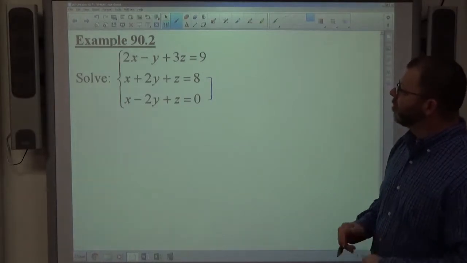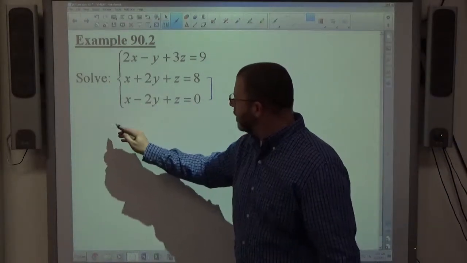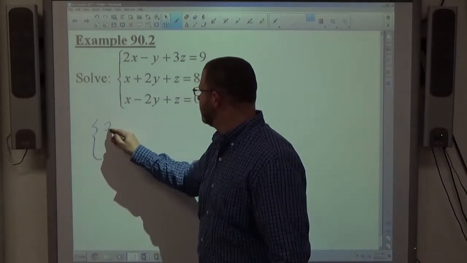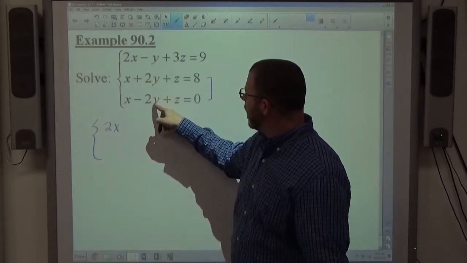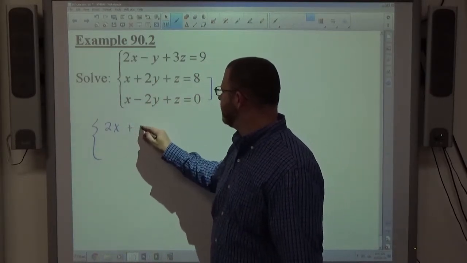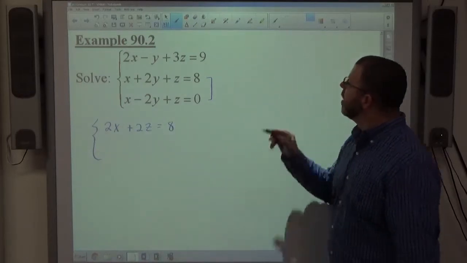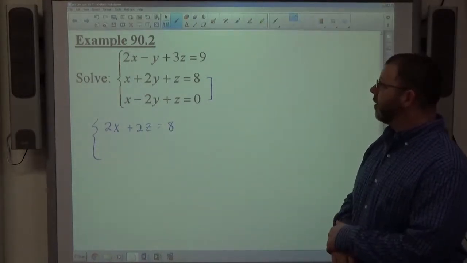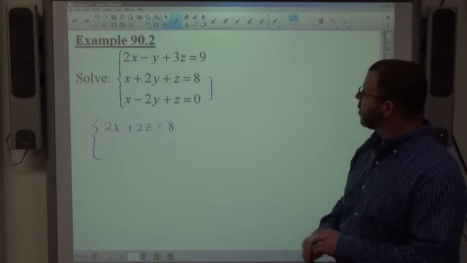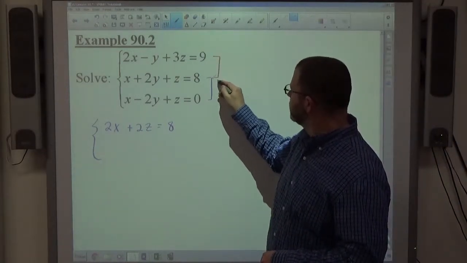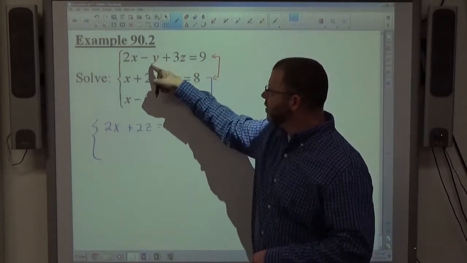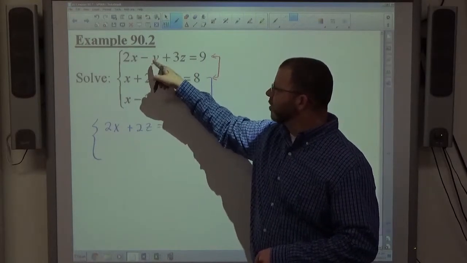So if I pick those two, I'm going to get 2x, 2y minus 2y cancels, plus 2z is equal to 8. The other one I want to get rid of, let's go with the top in the middle. I picked these because the signs are different. This, of course, has to be doubled.